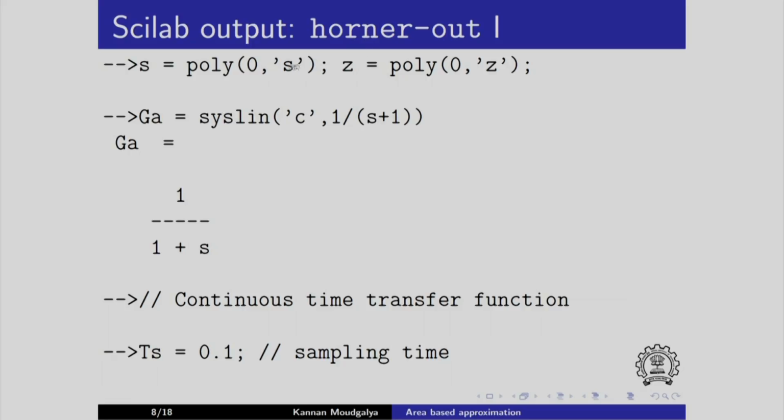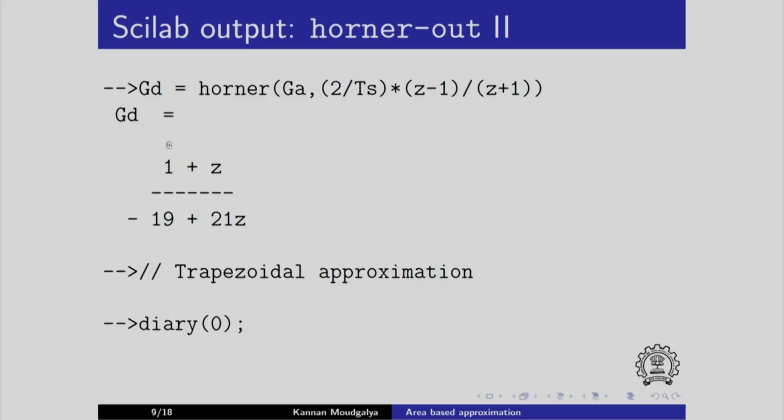Here is the output of the diary file. The transfer function is 1 over s plus 1 in the continuous time domain. The sampling time is 0.1, and the result of this GD is given here. This is exactly what we obtained in the previous slide. I would suggest that you try out this example using Scilab and also a few more examples.